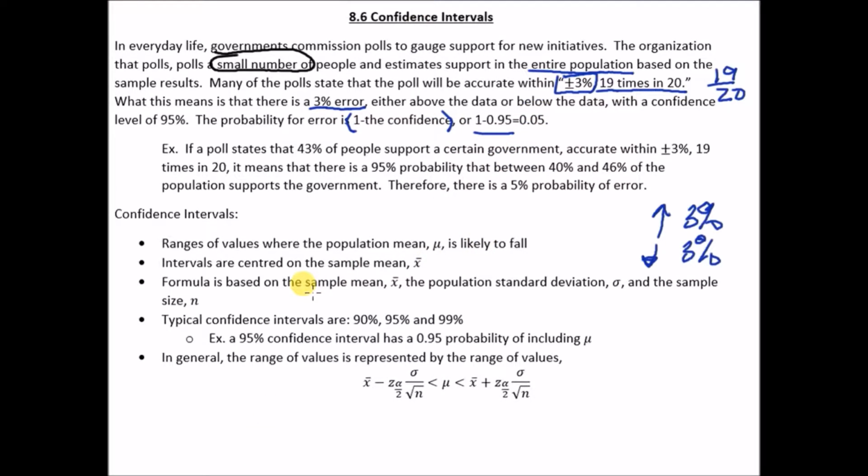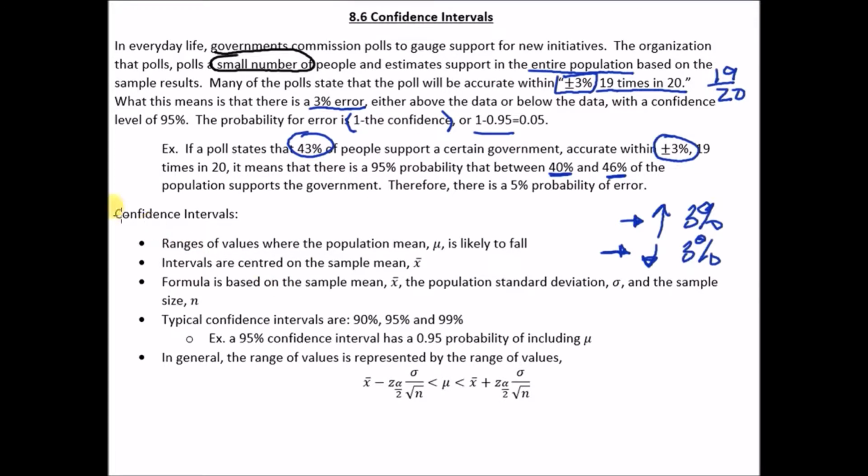Here's an example. If a poll states that 43% of people support a certain government, accurate within plus or minus 3%, 19 times out of 20, this means there's a 95% probability that between 40 and 46% of the population supports the government. Therefore, there's a 5% probability of error. That 40 and 46 come from taking 43 and adding 3, making it 46, or subtracting 3, making it 40. So between those two numbers.